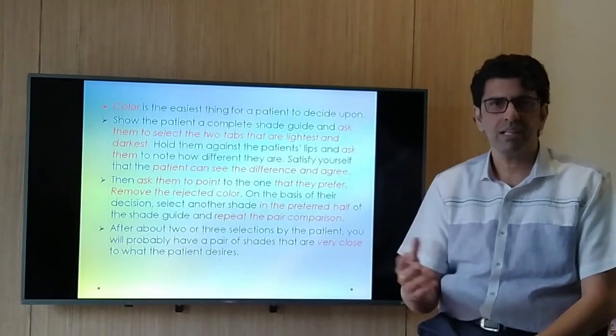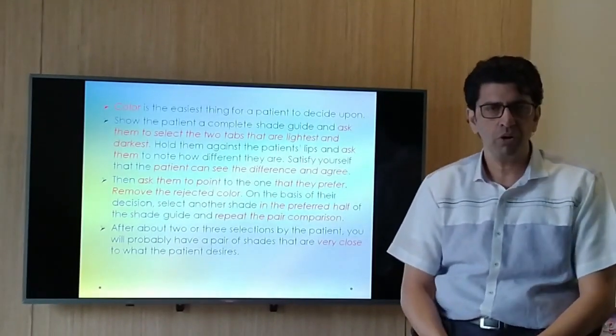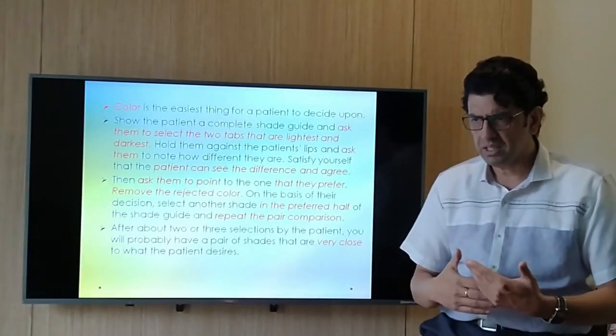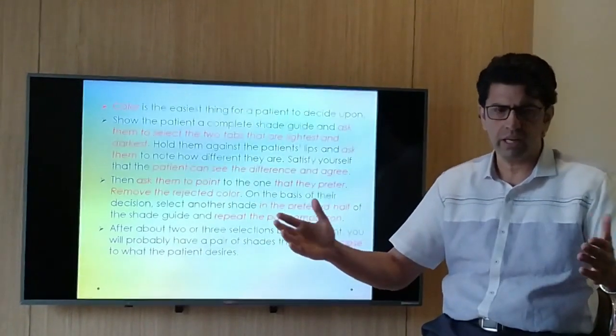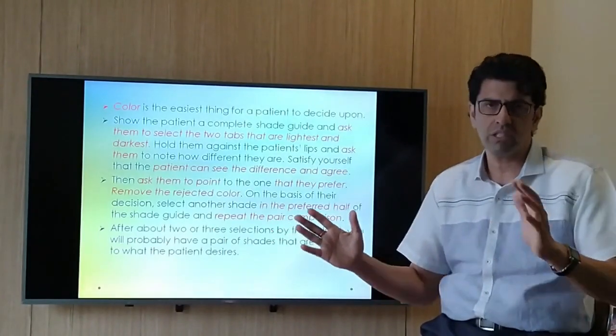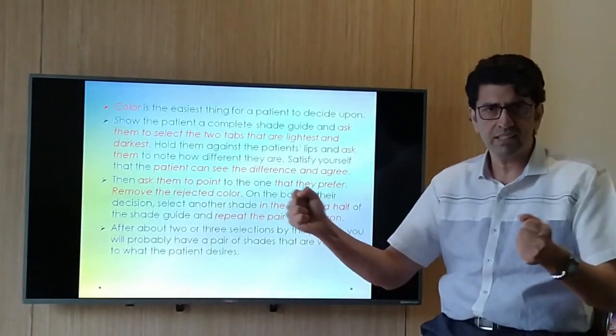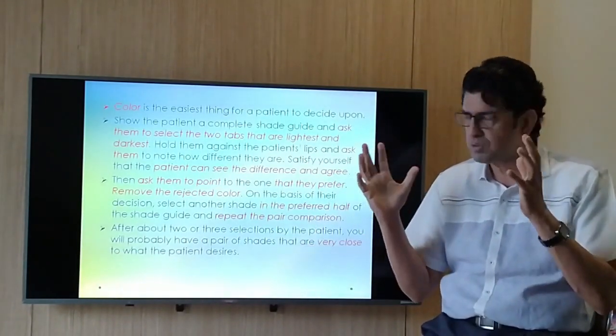Color is the easiest thing for the patient to decide upon. The patient will say it's too bright, too soft. You just give them the shade guide and tell them to select which is the darkest one and which is the lightest one. So the whole range is there, and they can select easily. That concept is understood.